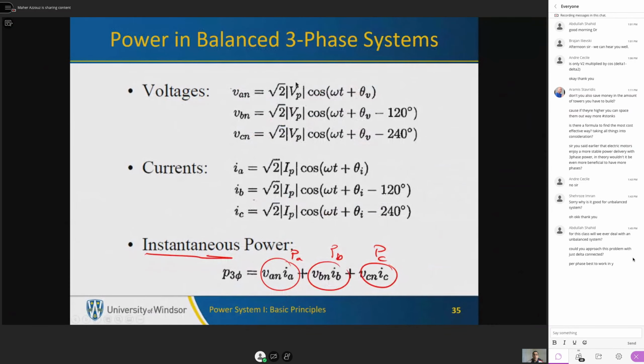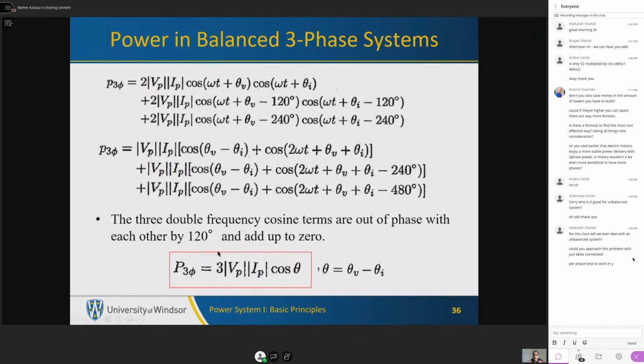Okay, good. So for the power of three-phase systems, we have three voltages and three currents. We multiply voltages by currents to get the phase powers and add them together to get the total power, and this is the instantaneous power. At the end of the day, the total power is going to be constant. It will not have any oscillations, as we saw in Simulink MATLAB. The total power is given by this formula: 3 times the phase voltage times the phase current times cosine theta, and theta is the power factor angle, the angle difference between the voltage and the current.